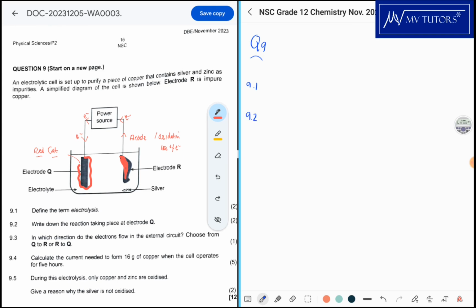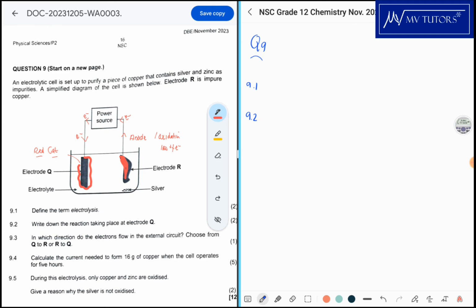9.2, write down the reaction taking place at electrode Q. Okay, so this is 2 marks. At Q, we know that reduction is occurring. And with reduction, when you look at your table of standard reduction potentials, the way the formula is written there, that's how you write it.